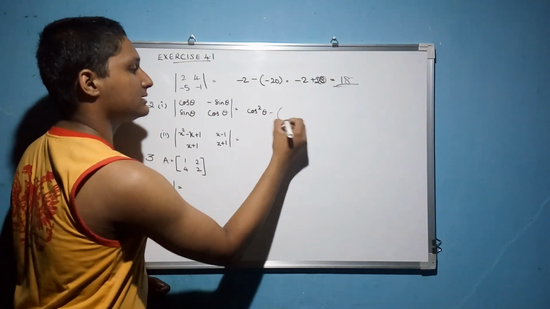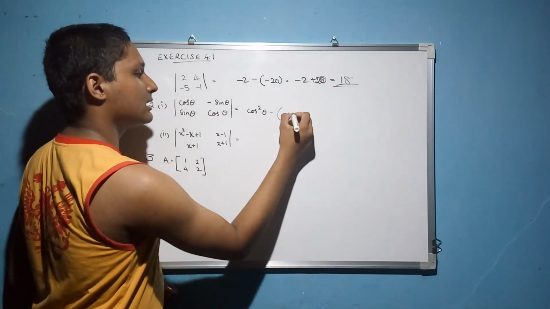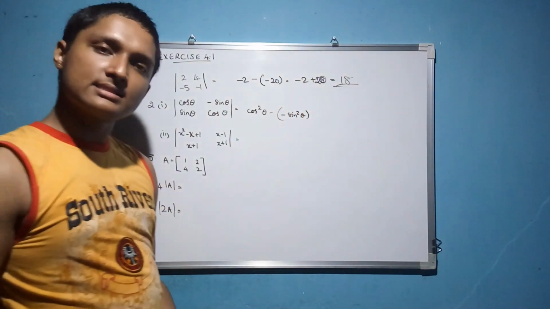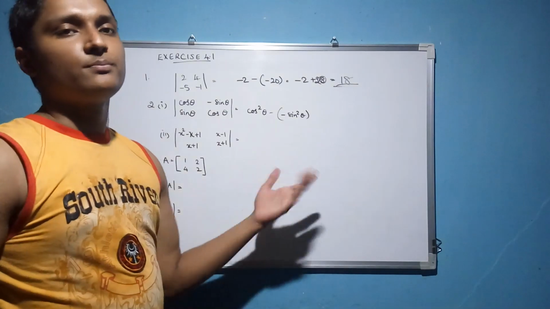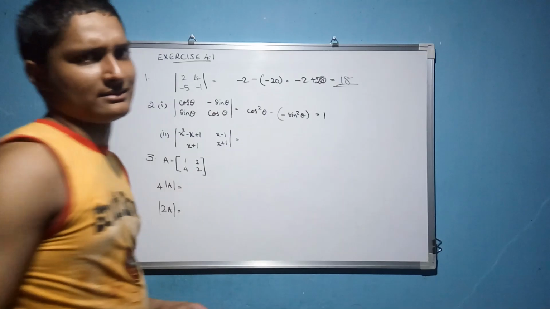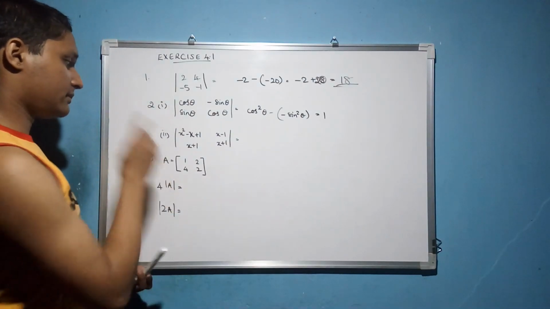So I need to put one minus here. Then you have minus sine square theta. That is going to be cos square theta plus sine square theta. So by the trigonometric identity, we directly know it is going to be equal to 1. That was a simple one. Now we have a second part.